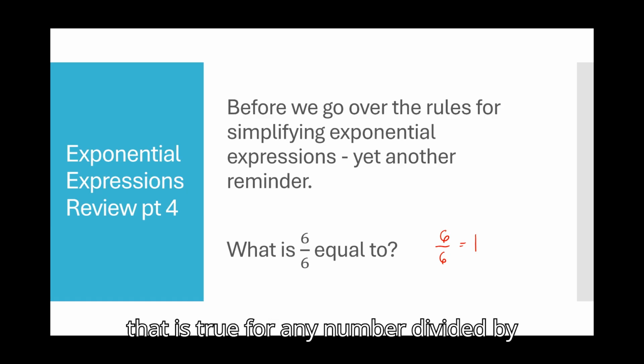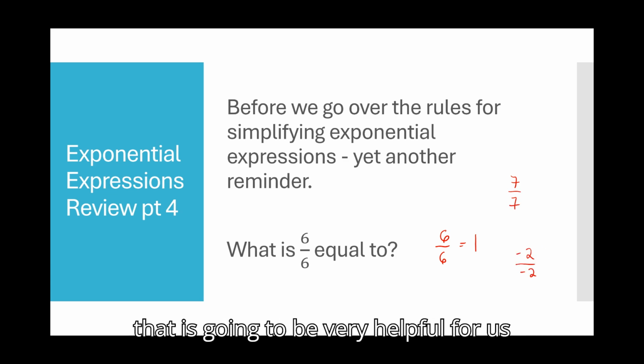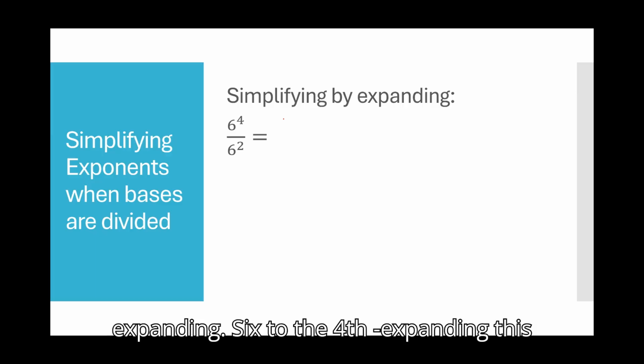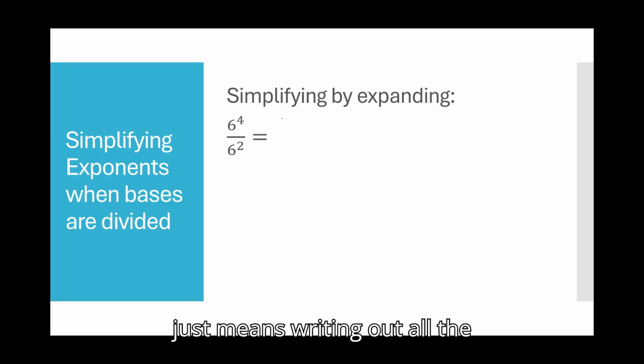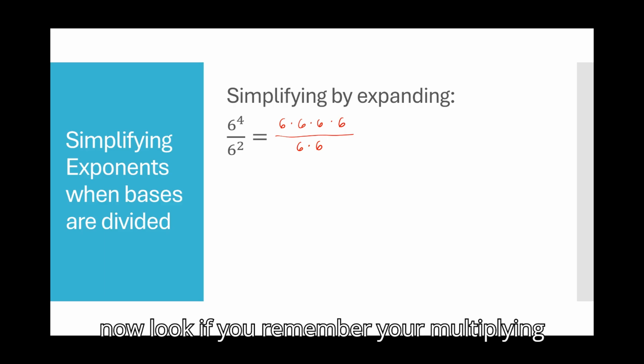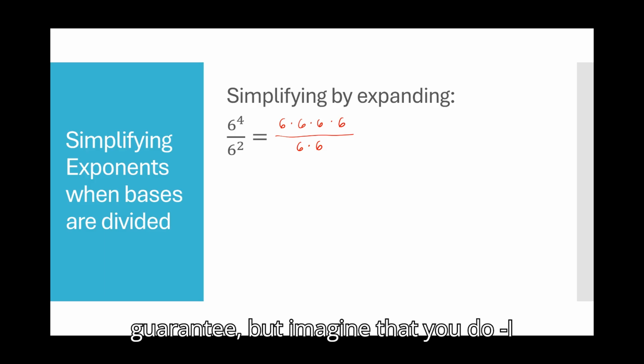And that is true for any number divided by itself, it is always equal to 1, and that is going to be very helpful for us. So I'm first going to solve this by expanding 6 to the 4th over 6 squared. Expanding this just means writing out all the multiplication. 6 to the 4th is 4 6s all multiplied together, and 6 squared is 2 6s multiplied together. And now look, if you remember your multiplying fractions, it's never a guarantee, but imagine that you do.